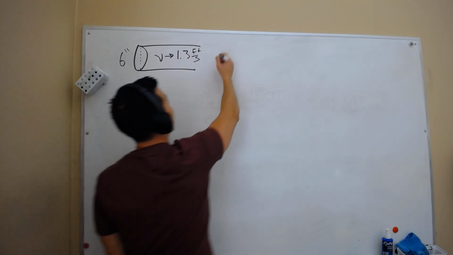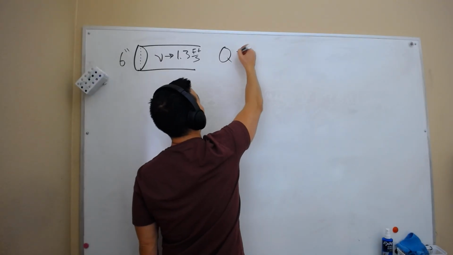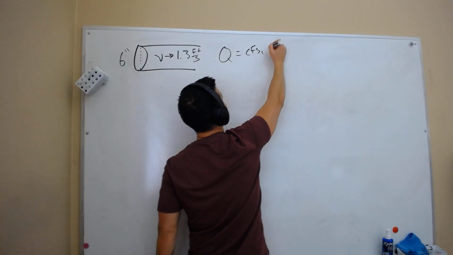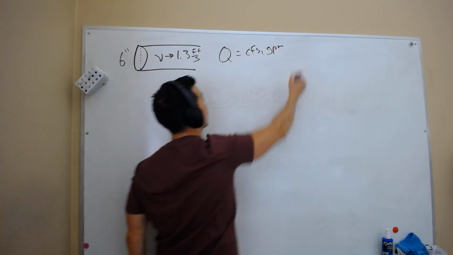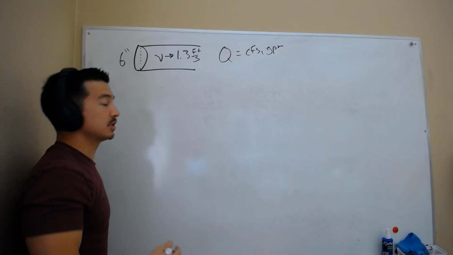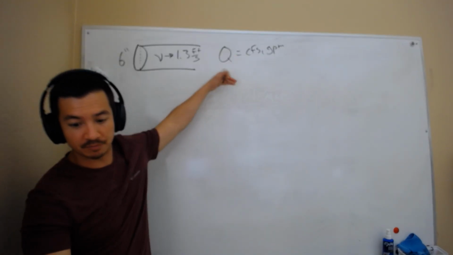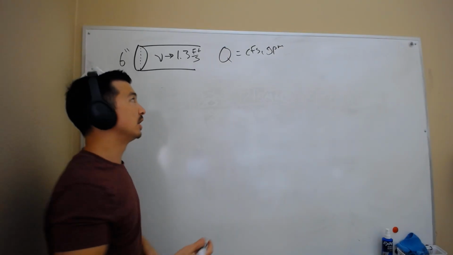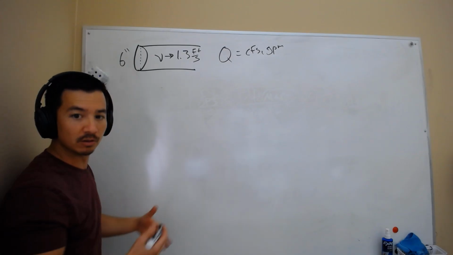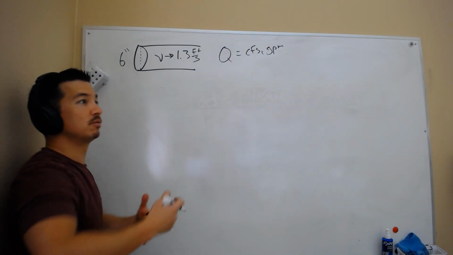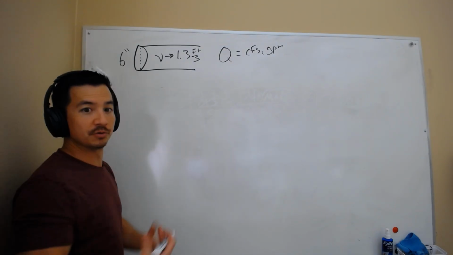And we're trying to figure out what our flow rate Q is in both cubic feet per second and gallons per minute. So the first thing we need to start with is our formula for Q. If you don't remember that, it is located on both of those formula sheets for the state, the new one and the old one. This video is in 2025 where the state is transitioning from the old to the new.